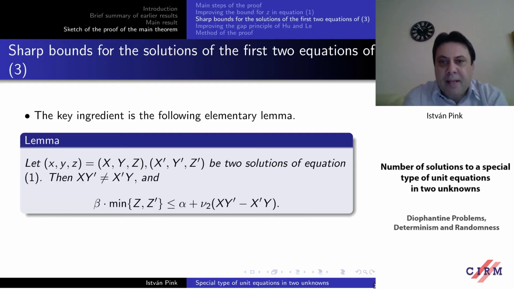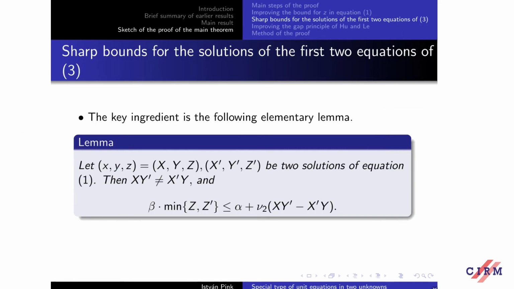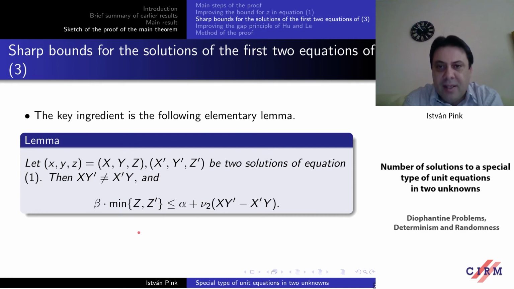Okay, now the second step, some details about the second step, is to obtain the first sharp upper bounds for the solutions of the first two equations of our system 3.